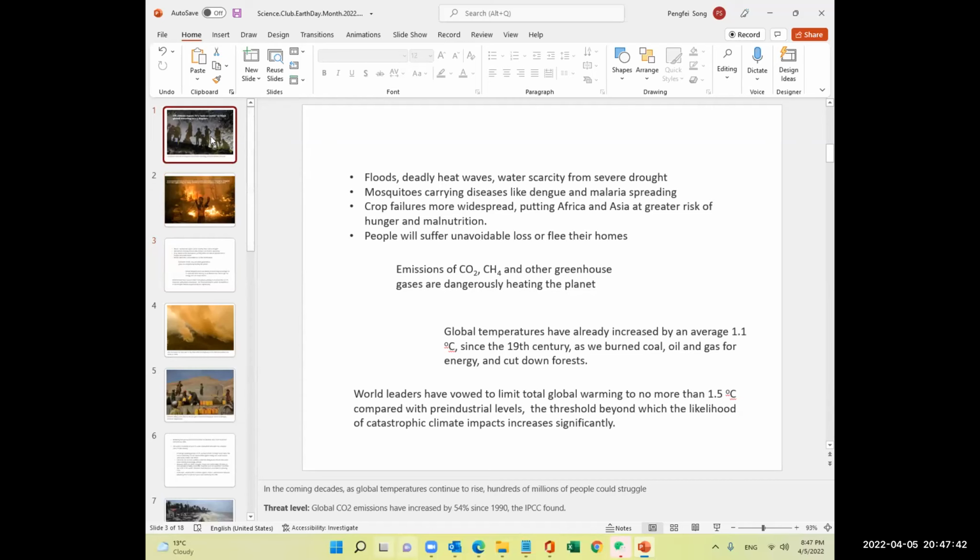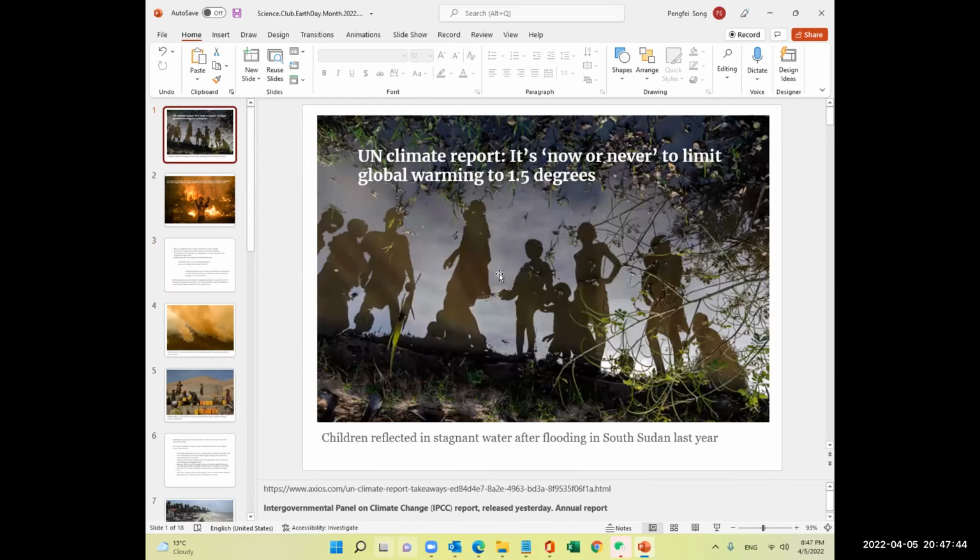All right, so again, the UN report came out yesterday, and the message basically is no or never to limit global warming to 1.5 degrees Celsius.